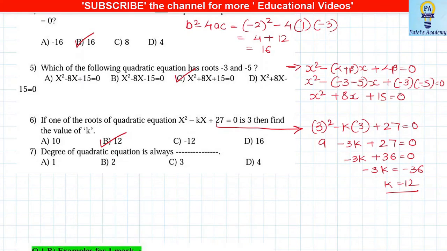Next, the degree of a quadratic equation is always 2 because a quadratic equation is given as ax square plus bx plus c equal to 0. So the highest index is 2. So we say that the degree is 2. So degree of a quadratic equation is always 2.